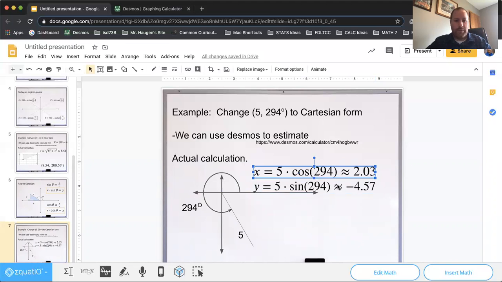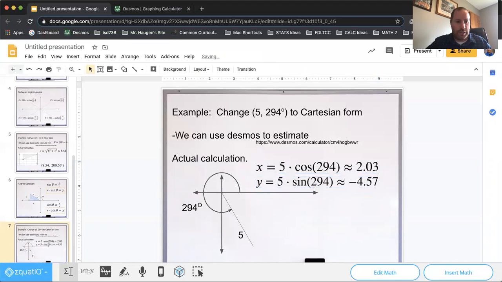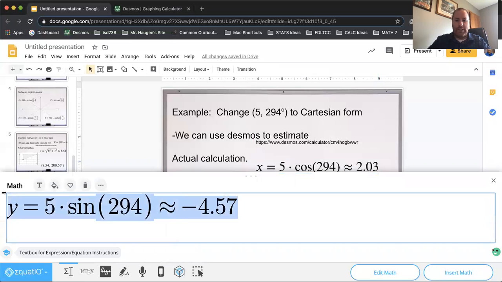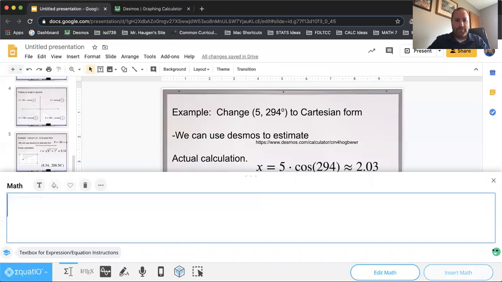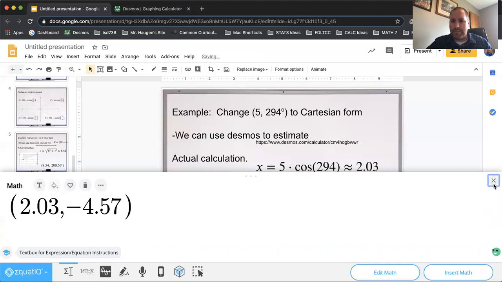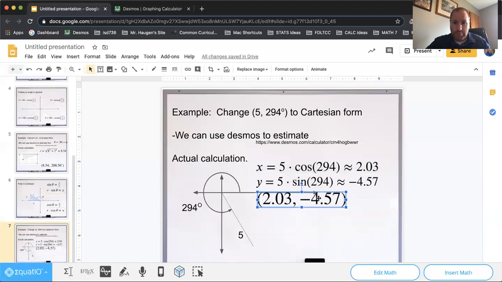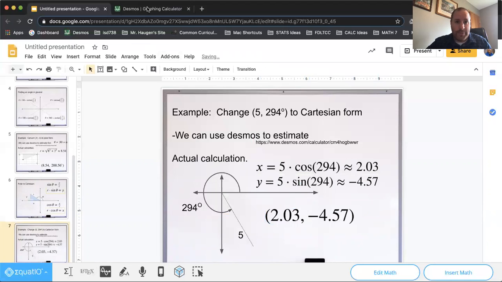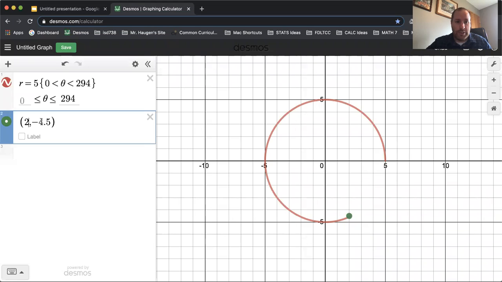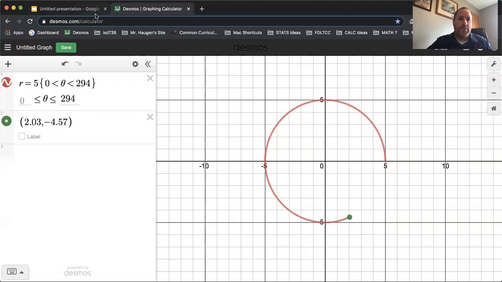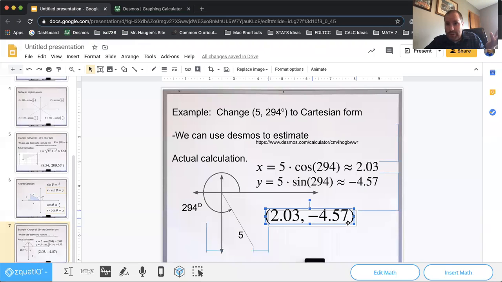as we want to put it in a coordinate form. So our final answer would be that we are at 2.03 comma negative 4.57, right? There's our final result. Now it's back in Cartesian form, which, as we know, is very close to exactly what our estimate was. If I wanted to get this a little closer, 2.5, negative 4.5, boom, now we can see, oh yeah, it's really estimated very, very closely there. But that's how you can get those estimates.